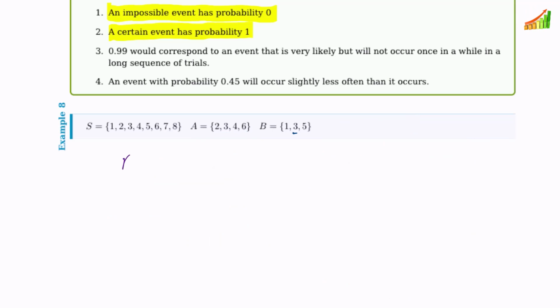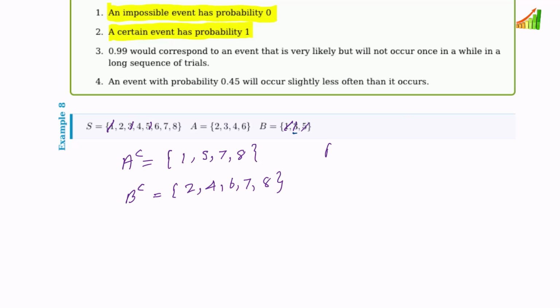How about the complement? A complement. As I mentioned before, all elements in S but A. So we have 2, 3, 4, 6. Therefore, A complement is 1, 5, 7, 8. Then how about the B complement? All elements in S but B, right? So 1, 3, 5. So we can write 2, 4, 6, 7, 8.